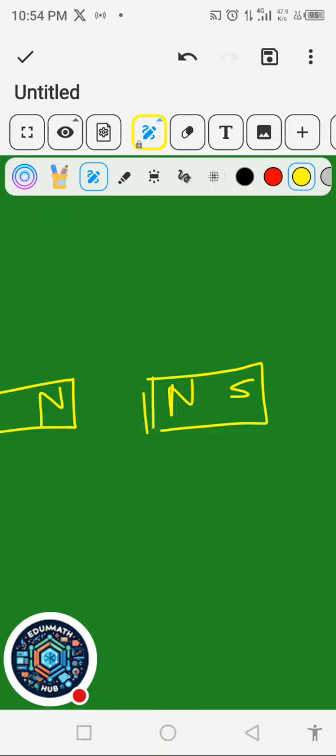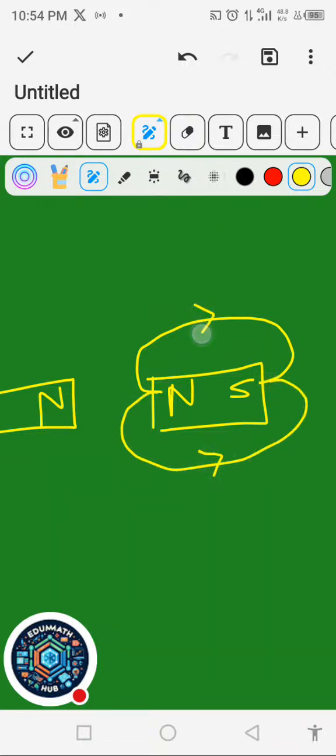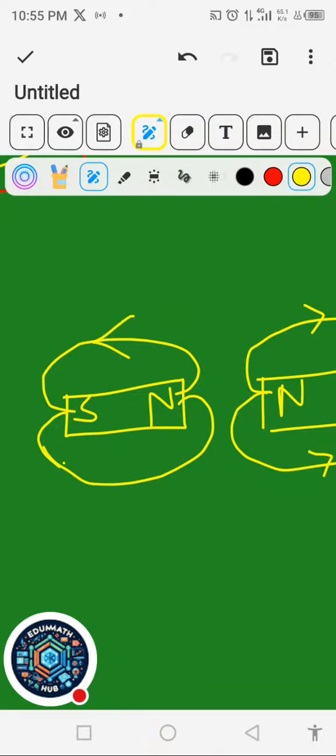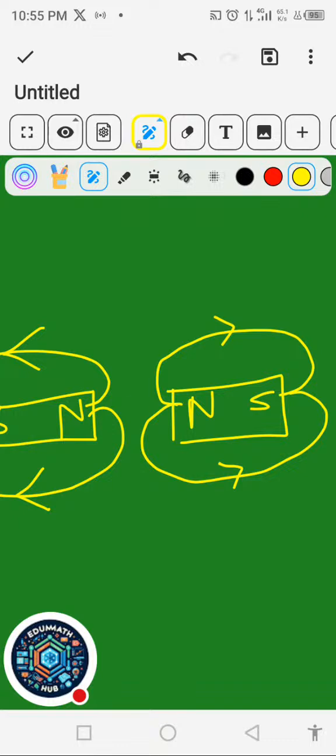This magnet here, its own field will be like this, north to south. This one here, its own field too will be like this, north to south. But this middle here, they cannot meet. I'm just drawing them in a rough way, just to understand. At this middle here, they cannot meet because they are repelling. So the two of them cannot cross that point.